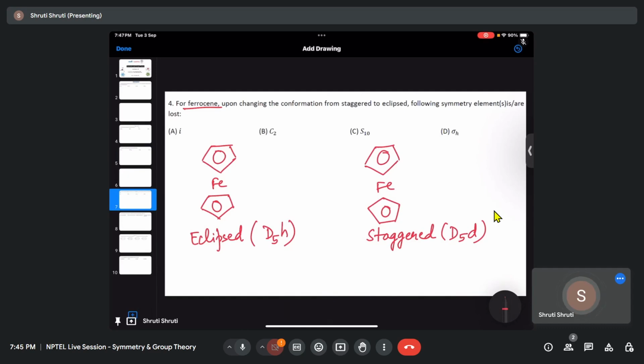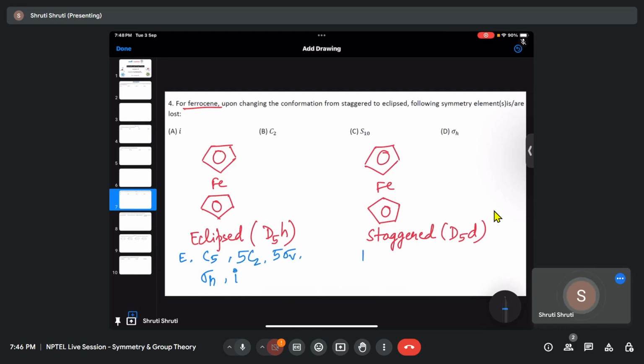So in D5h, the symmetry elements are E, C5, S5. So C5, let me write 5C2 after this, 5 sigma v along the ring, sigma h passing through the ferrocene Fe atom, and center of inversion.